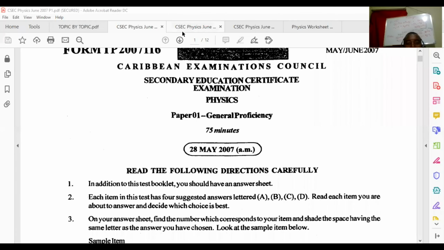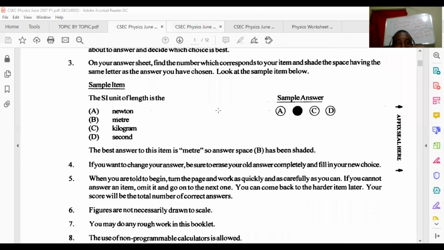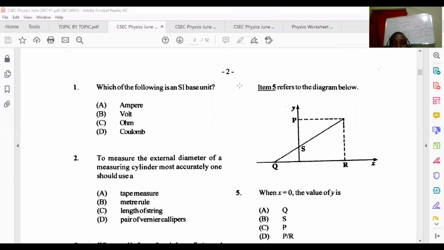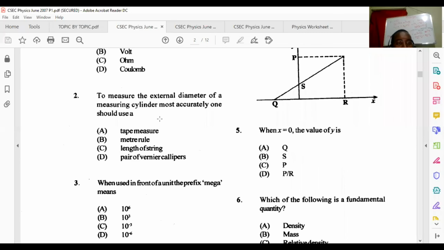All right, so let's see how many questions we can do before this time runs out. I think we did some questions before, so we can just redo them again to make it good practice. All right, question 1, which of the following is a SI base unit? Ampere. A. Yeah, A. All right, next. To measure the external diameter of a measuring cylinder most accurately, one should use a pair of vernier calipers. Yep, so use a vernier caliper.